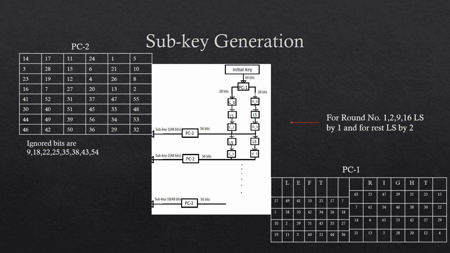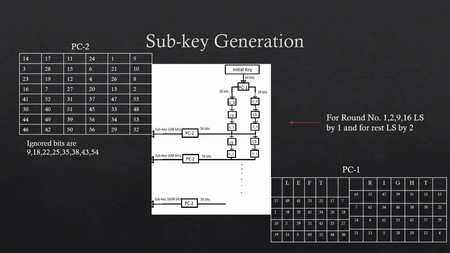Now, within each of these two blocks, we perform a left circular shift, and by how many places these left shifts are done depends on the round number. So for round numbers 1, 2, 9, and 16, we perform a left shift by one place, and for the rest, the left shift is done by two places. Now, these blocks C1 and D1 obtained from the left shift are combined again to form a 56-bit block, and then this block undergoes a compression permutation under the name PC2.